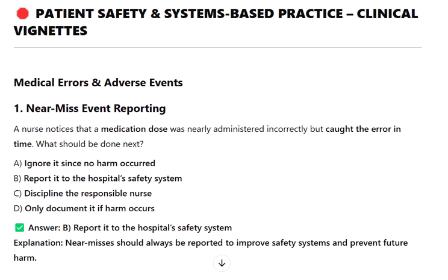1. Near-miss event reporting. A nurse notices that a medication dose was nearly administered incorrectly but caught the error in time. What should be done next? A. Ignore it since no harm occurred. B. Report it to the hospital safety system. C. Discipline the responsible nurse. D. Only document it if harm occurs. Answer: B. Report it to the hospital's safety system. Explanation: near misses should always be reported to improve safety systems and prevent future harm.